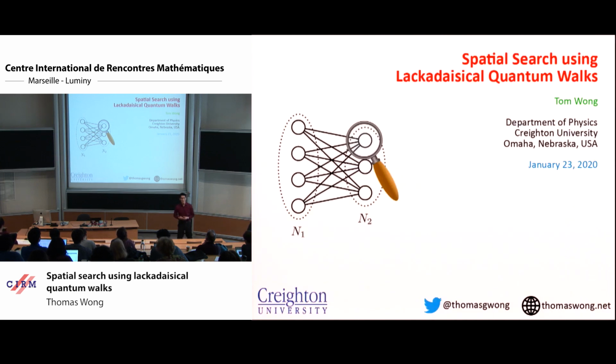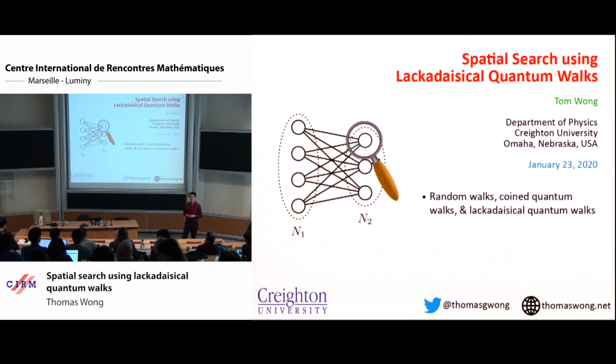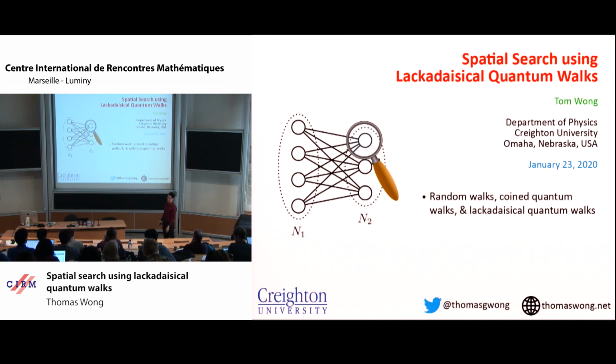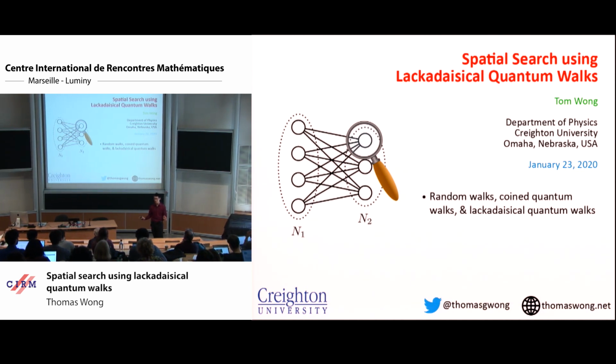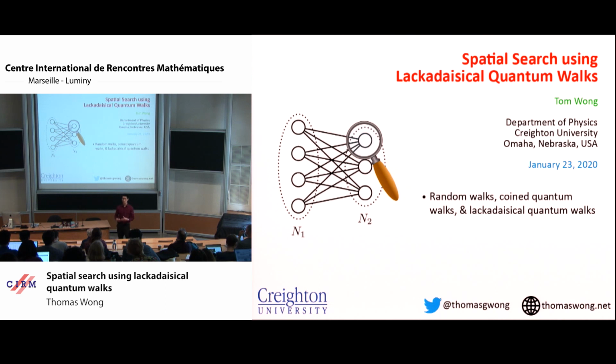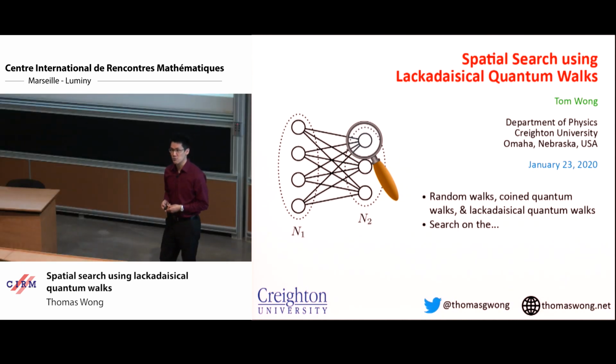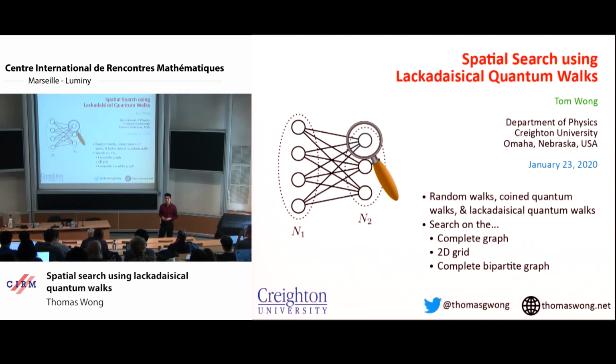I'll start by introducing what this is by reviewing what you all have seen many times and are experts in, which is the 1D line. So I'll talk about a normal random walk and then a normal Hadamard quantum walk, and then what makes a lackadaisical quantum walk different. After that, we're going to look at some search problems. We're going to start with Grover's problem, which is search on the complete graph. And then we're going to look at search on the 2D grid. And then we're going to look at some recent results with one of my undergraduate students on search on the complete bipartite graph.